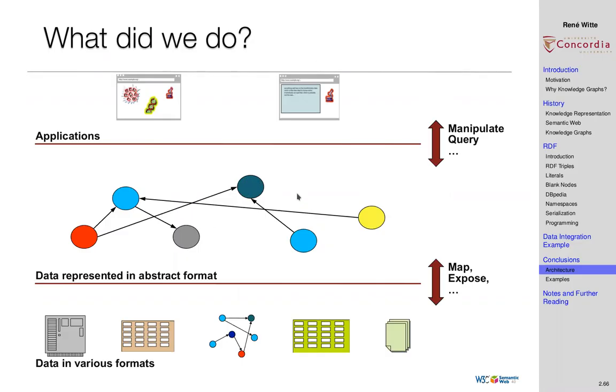And one way to look at it is as a unifying layer for other data sources that we can build applications on top of. So traditionally, we have all kinds of different formats. You have databases for web-based systems. You might have some spreadsheets, some text documents, maybe some data that is already in graph format.